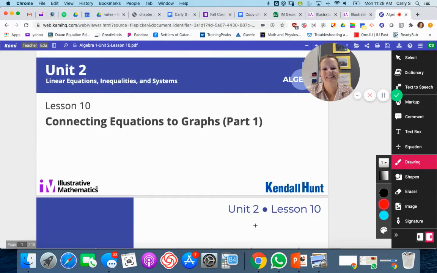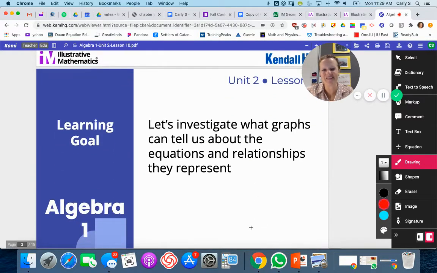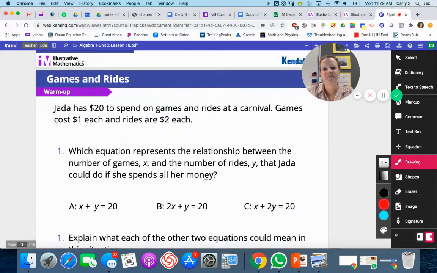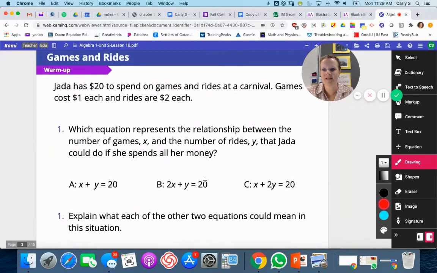Okay. So let's jump in. Let's investigate what graphs can tell us about the equations and relationships they represent. To warm our minds up, Jada has $20 to spend on games and rides at a carnival. Games cost $1 each and rides are $2 each.